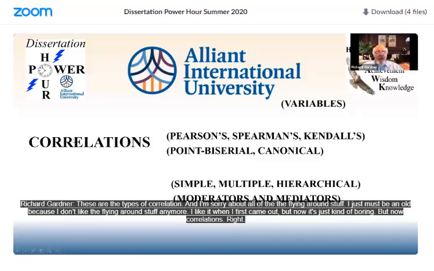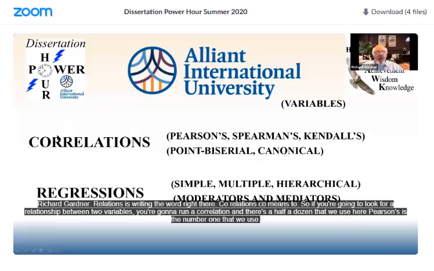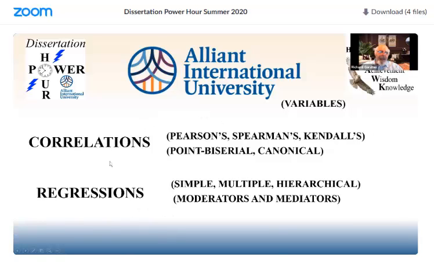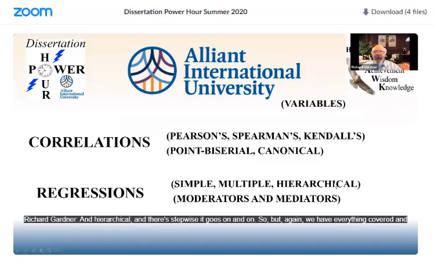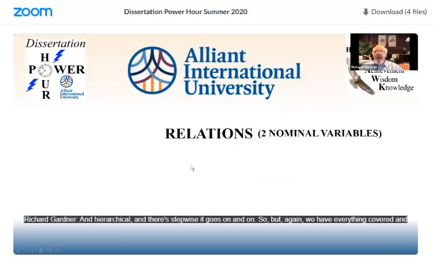But now correlations, right? Relations is right in the word right there. Correlations. Co means two. So if you're going to look for a relationship between two variables, you're going to run a correlation. And there's half a dozen that we use here. Pearson's is the number one that we use. And regressions are based on correlations, okay? And then you got your linear regression, which is also called a simple regression. Multiple regressions, that means you got a lot of IVs, and hierarchical, and there's stepwise. It goes on and on and on. But again, we have everything covered.